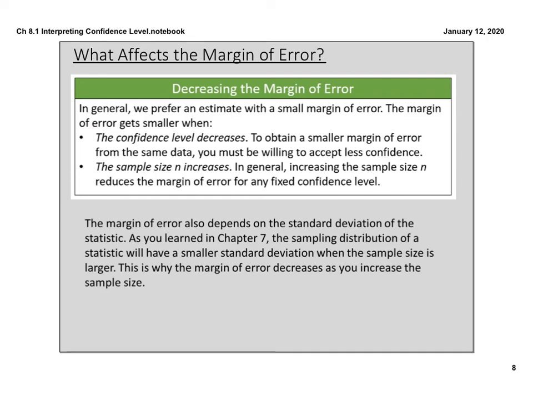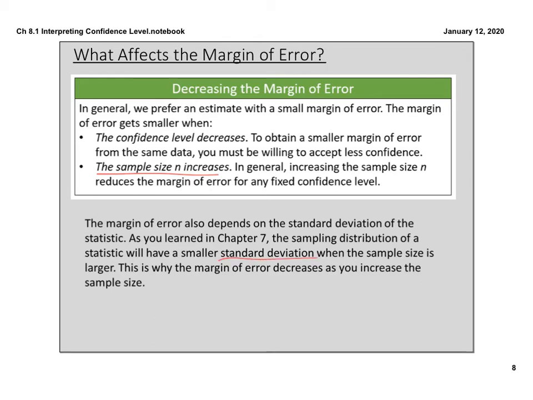So again, decreasing the margin of error. Another way to decrease the margin of error is to increase your sample size. We've talked about this back in chapter 7 with sampling distribution. When you increase your sample size, you decrease your sampling variability, okay? You have a smaller standard deviation. So if we increase our sample size, that means that our margin of error is going to be smaller because we decrease our standard deviation.